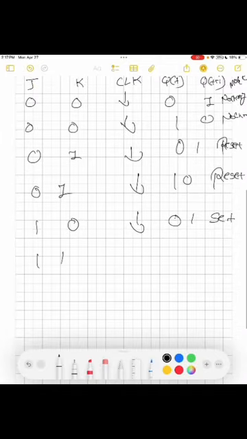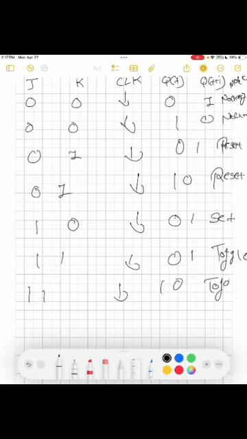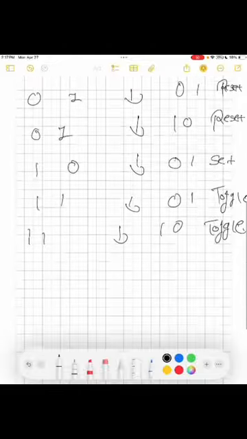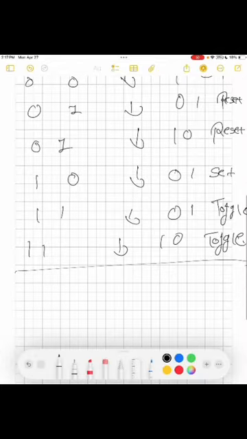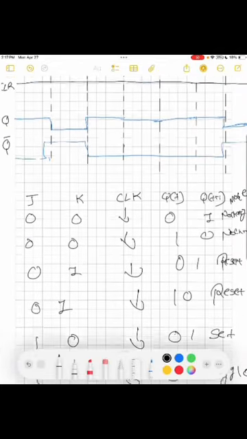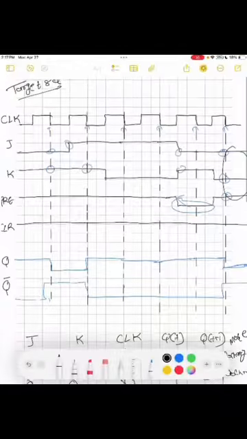And when both are 1, that's the toggle mode. So that's the characteristic table for the diagram that we made.